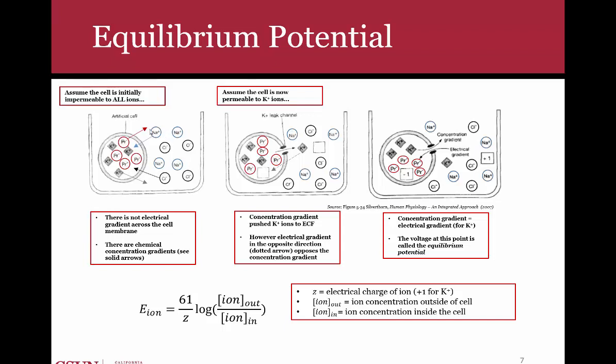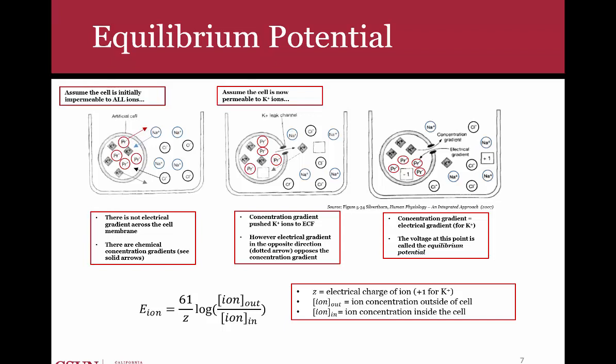But you have no potassiums on the outside. You have no sodiums on the inside. You have no Pr minuses on the outside. You have no chlorines on the inside. So each of these individual ions is going to have a chemical gradient pointing them to equilibrate the concentrations inside and outside of the cell.